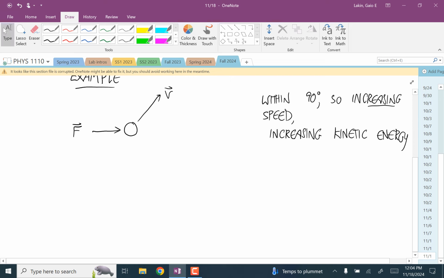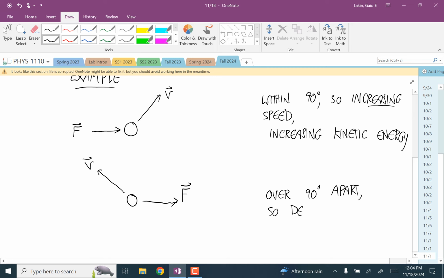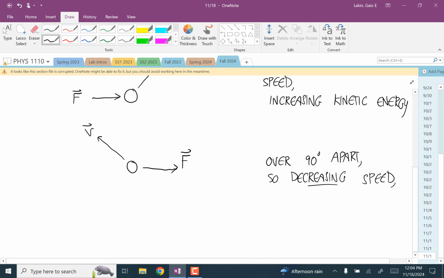Okay. What about if the object's moving this direction and you apply a force this way? Is that going to increase or decrease the speed of the object? It's going to decrease it, yep, because those are more than 90 degrees. So this is decreasing the speed, and therefore it's decreasing the kinetic energy.